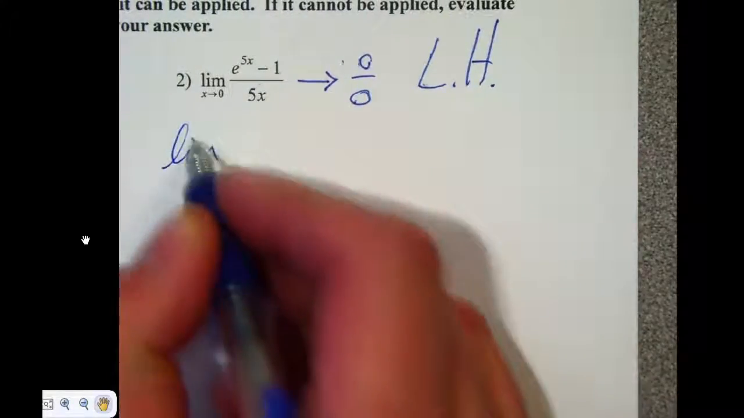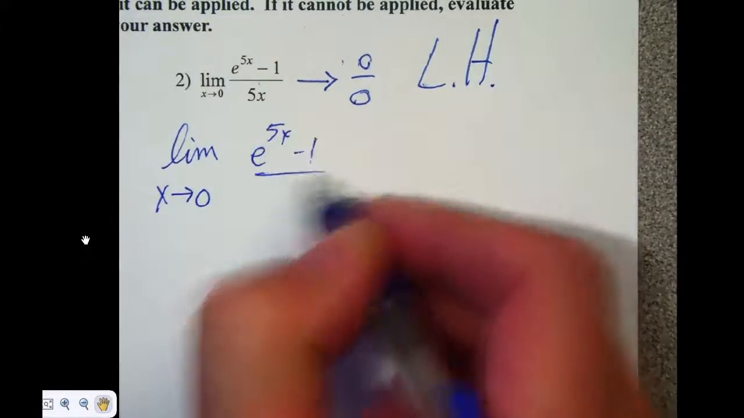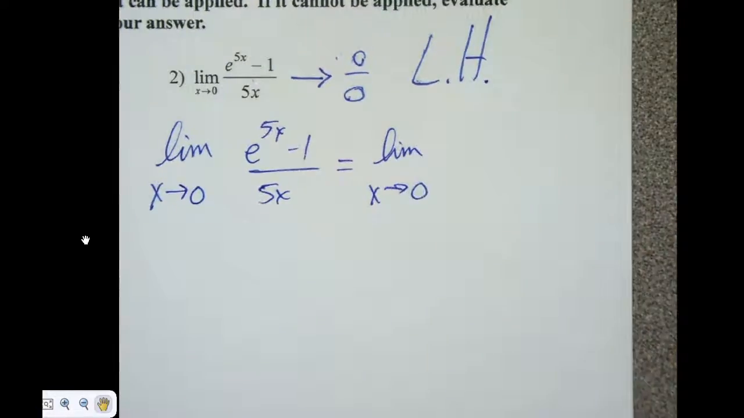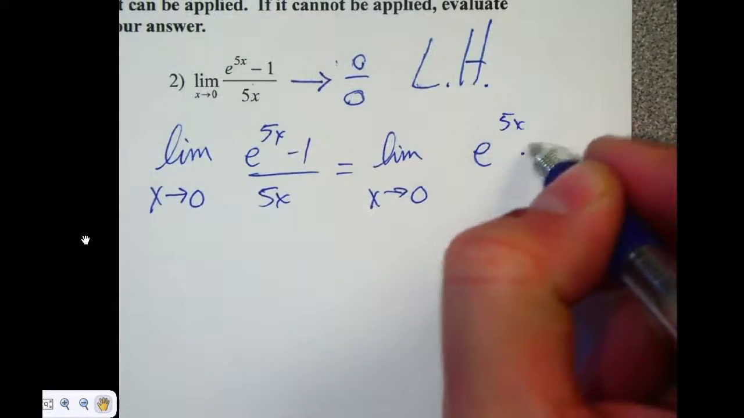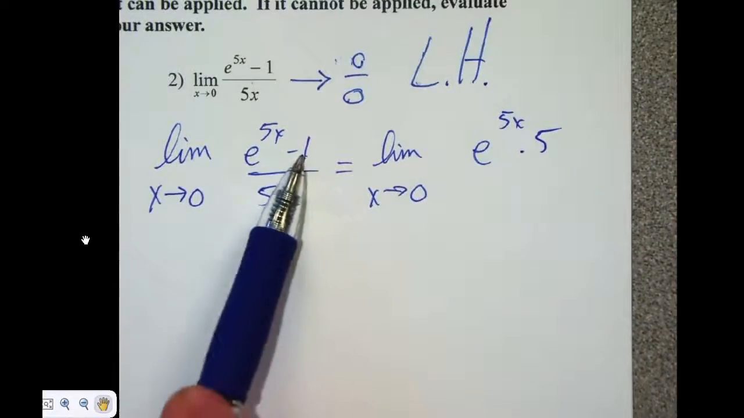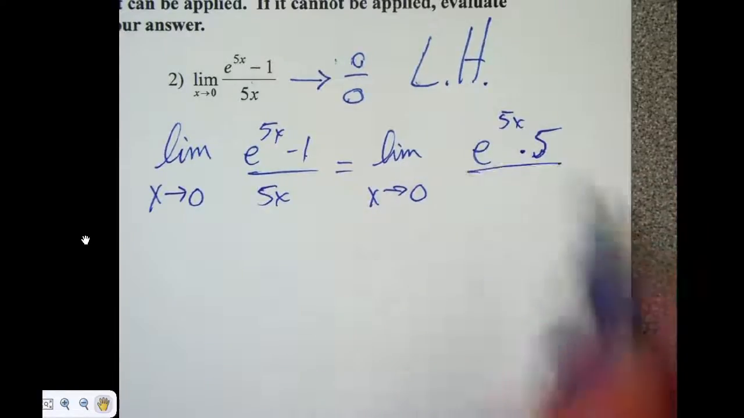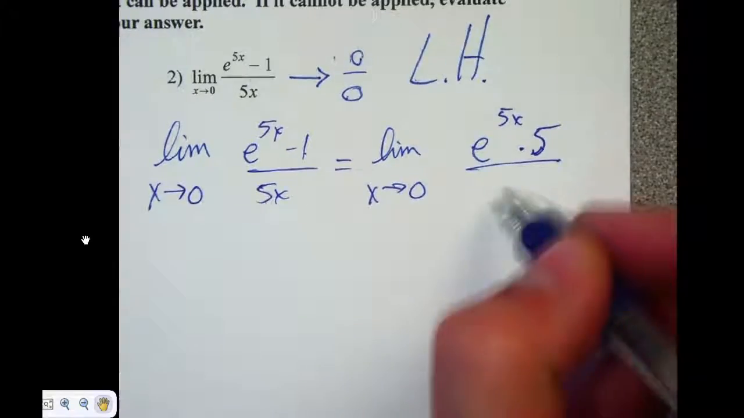Now you've got to write out the definition of it and say, well, the limit as x approaches 0 of what you gave me is going to be equal to the limit as x approaches 0 of the derivatives of the top and the bottom. So what's the derivative of e to the 5x? e to the 5x times 5, and then the minus 1 doesn't matter, because the derivative of minus 1 is just 0. What's the derivative of the bottom, 5x? 5.